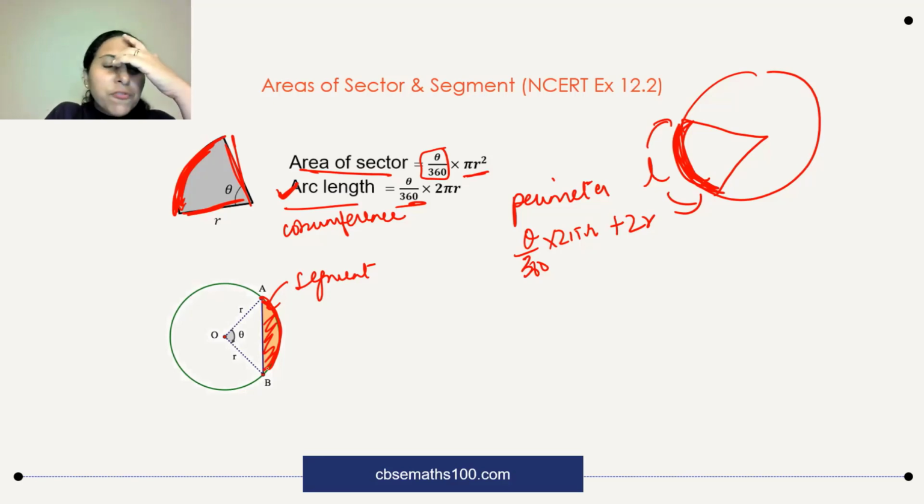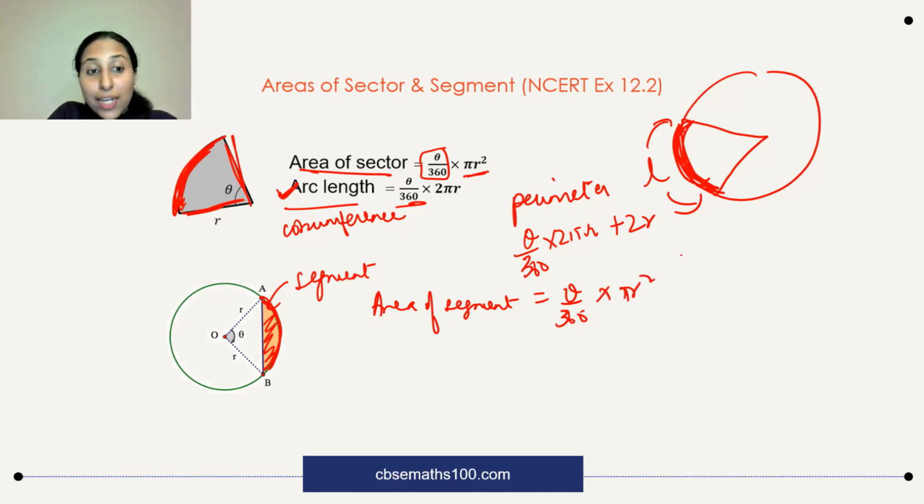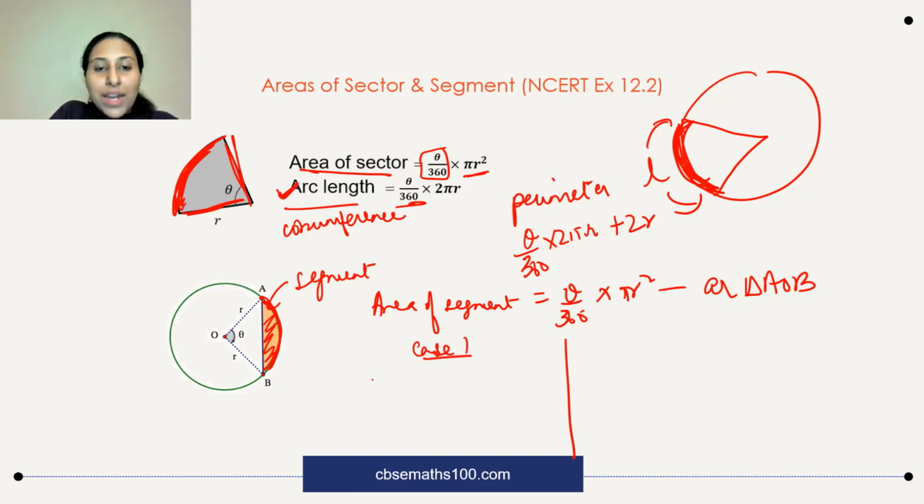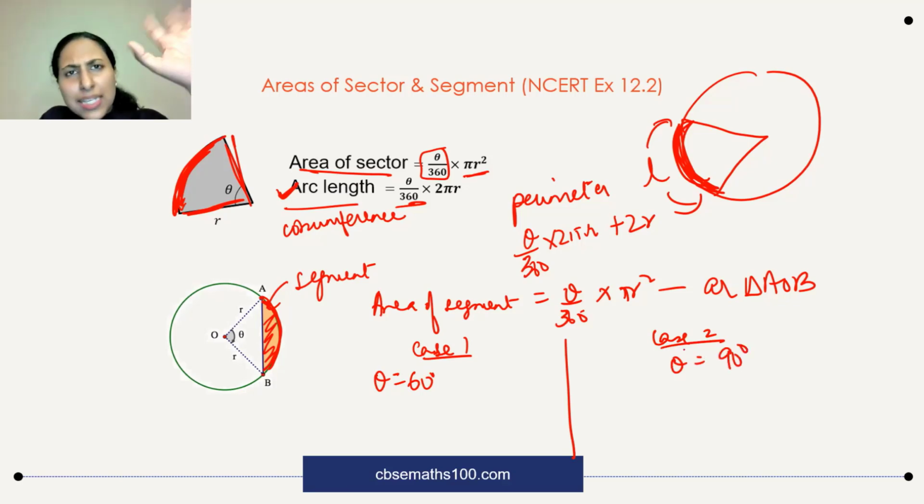Now, how do I find out the area of the segment? Area of segment is equal to theta by 360 into pi r square, which is the area of this complete sector, minus the area of triangle AOB. Okay. Now, there are two cases which I want you to take. Case 1 is when theta is equal to 60 degrees. And case 2, when theta is equal to 90 degrees. Only these two cases will come for segment, for your Term 1 portions.